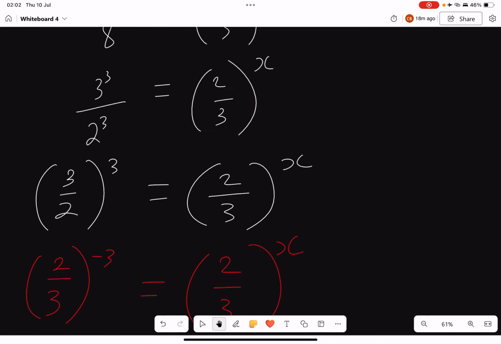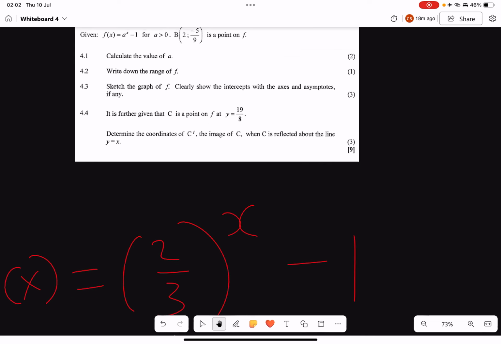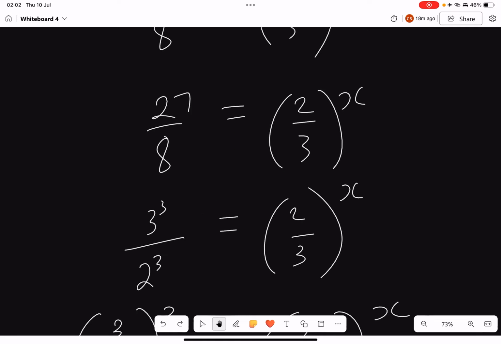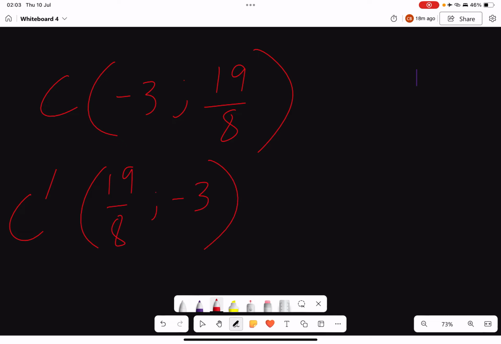Let's go and check. They say determine the coordinates of the image of C when C is reflected about the line y equals x, which means the value of x becomes y, and the value of y becomes x. The value of x becomes y, the value of y becomes x. So here we're going to have (19/8, -3). And that's it, ladies and gentlemen.